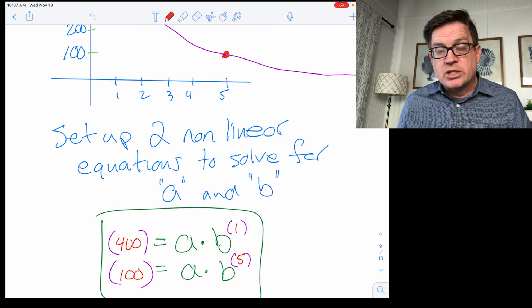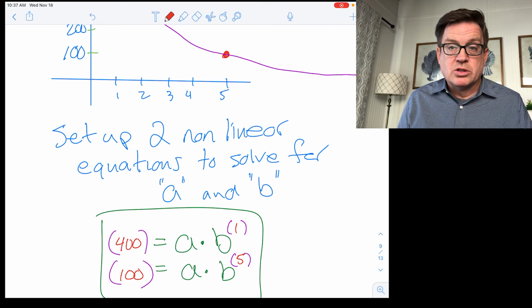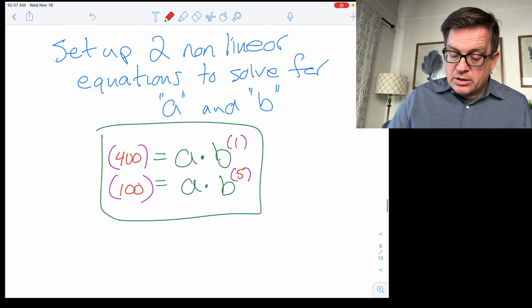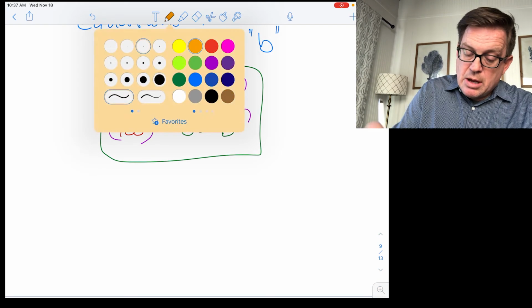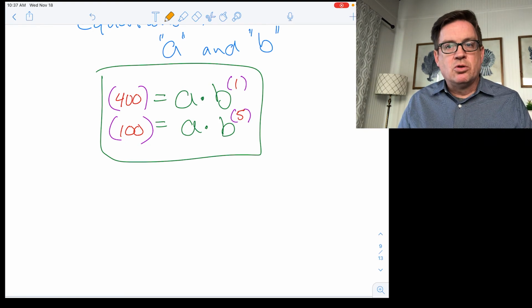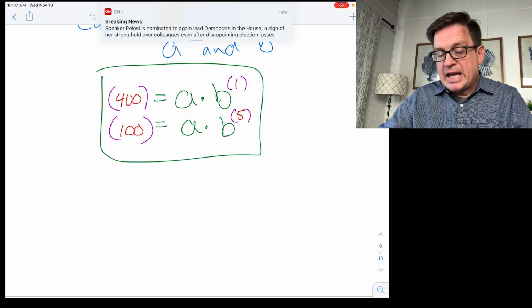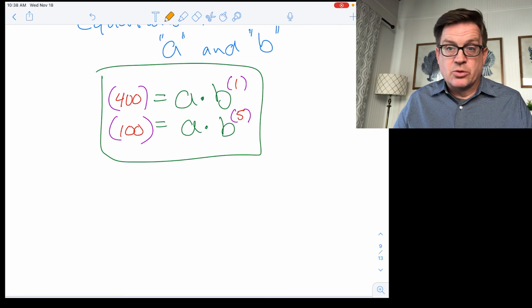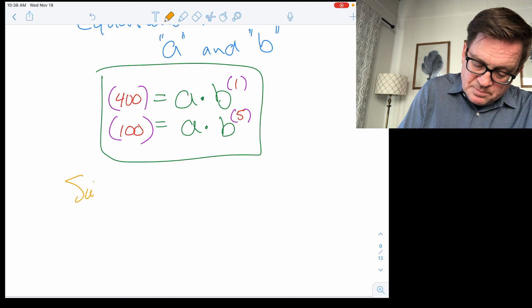So that gives us two nonlinear equations, because B is to the 5th power in one of them. So we've got powers of the variables, and they're multiplied together as well. So that's not a typical linear equation. But we can solve these, and there are multiple ways we can go about it. You just have to follow your knowledge about algebra rules. We can do substitution, and that's what we'll do here in a second. Elimination doesn't work because you can't add and subtract these equations like you do linear equations. But let's do substitution.